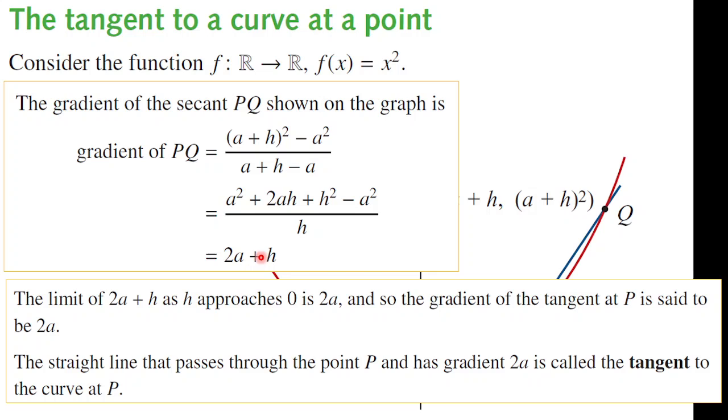We're going to introduce the notion of limit. So we have 2a plus h. They both are parameters or variables, but if we focus just on h, as h approaches 0, that expression becomes close to 2a. So the gradient of the tangent at P is said to be 2a, as it comes from that limit. The straight line that passes through the point P has a gradient of 2a, and is called the tangent to the curve at P.